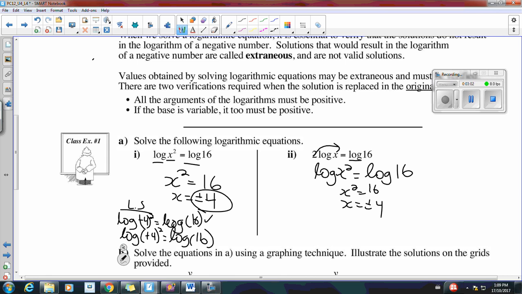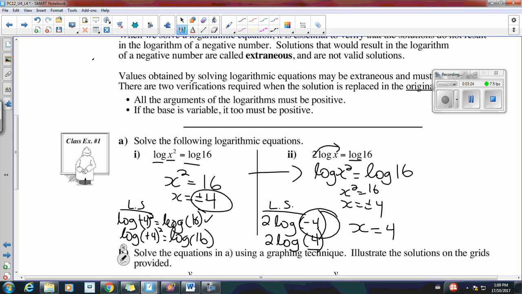Now when we go to verify, though, when we go into our left-hand side, if we look at 2 log of negative 4, now we have a problem, because now we have a negative argument here. So negative 4 is an extraneous solution. The only solution that works is positive 4. So even though after a step we could write these as identical, since they started out different, they don't have the exact same solutions.